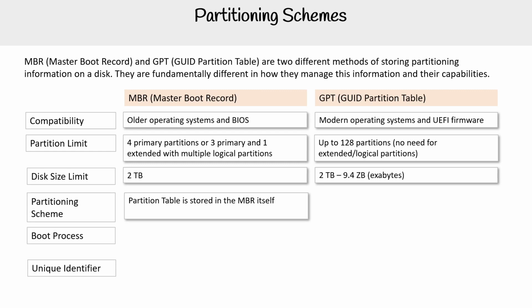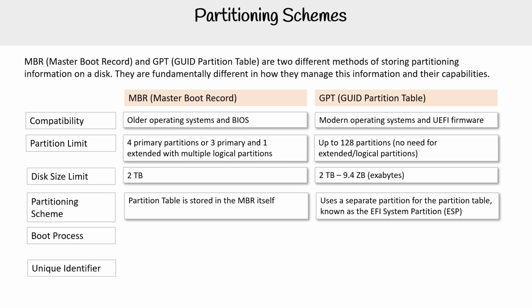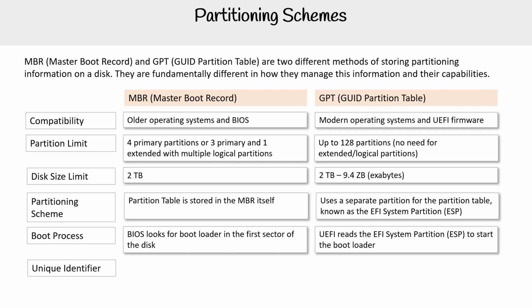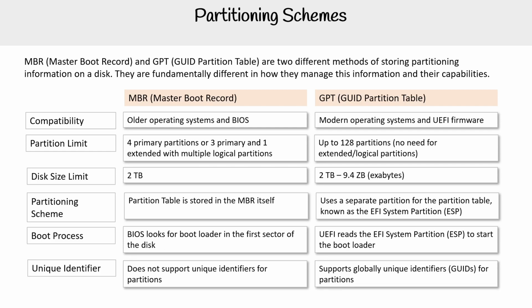For MBR, the partition table is stored in the MBR itself. For GPT, they use a separate partition known as the EFI system partition, or ESP. For the boot process, BIOS looks for the bootloader in the first sector of the disk. For UEFI, it reads the EFI system partition to start the bootloader. No unique identifiers are supported for MBR. GPT supports unique identifiers, which are GUIDs for partitions. There you go.